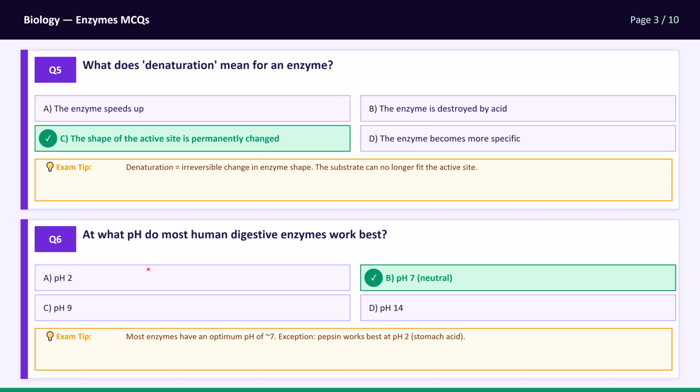Question 6. At what pH do most human digestive enzymes work best? Option A, pH 2. Option B, pH 7 neutral. Option C, pH 9. Option D, pH 14. And the correct option is option B, pH 7 neutral. Human digestive enzymes work best at pH 7 neutral. Exam tips: most enzymes have an optimum pH of 7. Exception: pepsin works best at pH 2. Stomach acid.